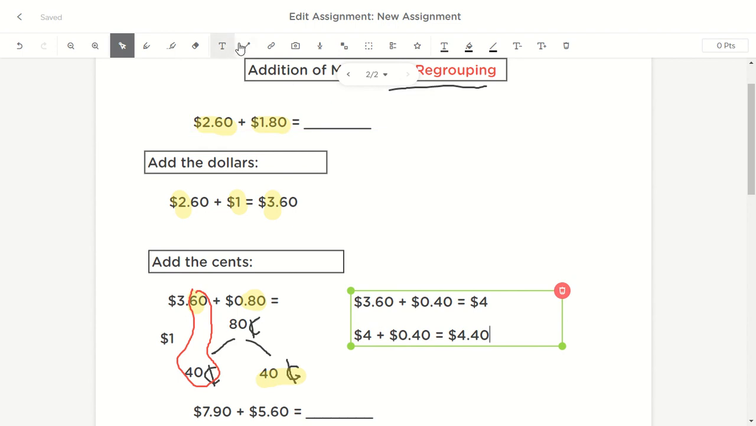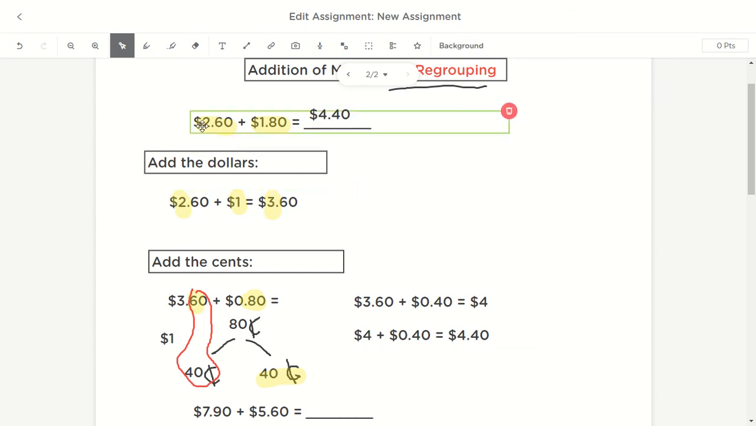And that is the answer for this question. Alright, so let's run through again. You realize that I have $2.60 plus $1.80. I add the dollars first, which is the same as just now. So $2.60 plus $1 gives you $3.60. So I'm now left with the 80 cents that I haven't added, which is here.